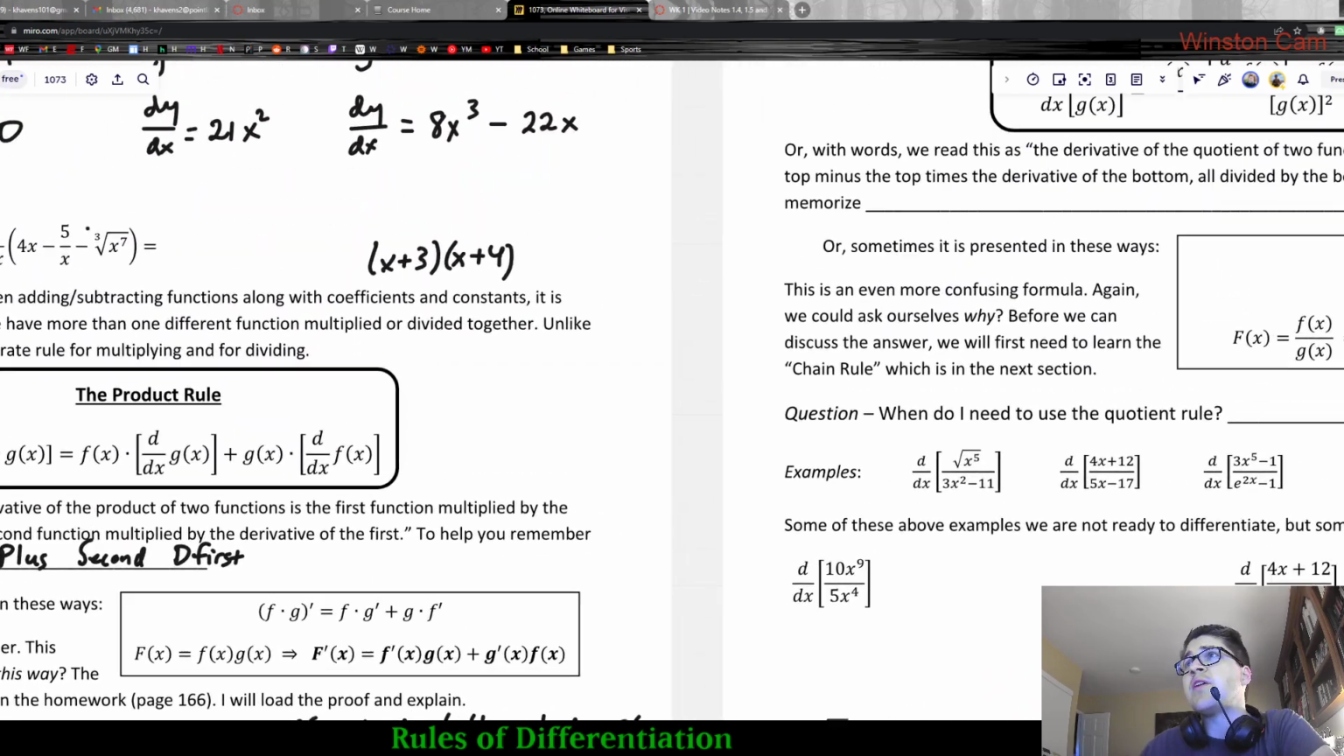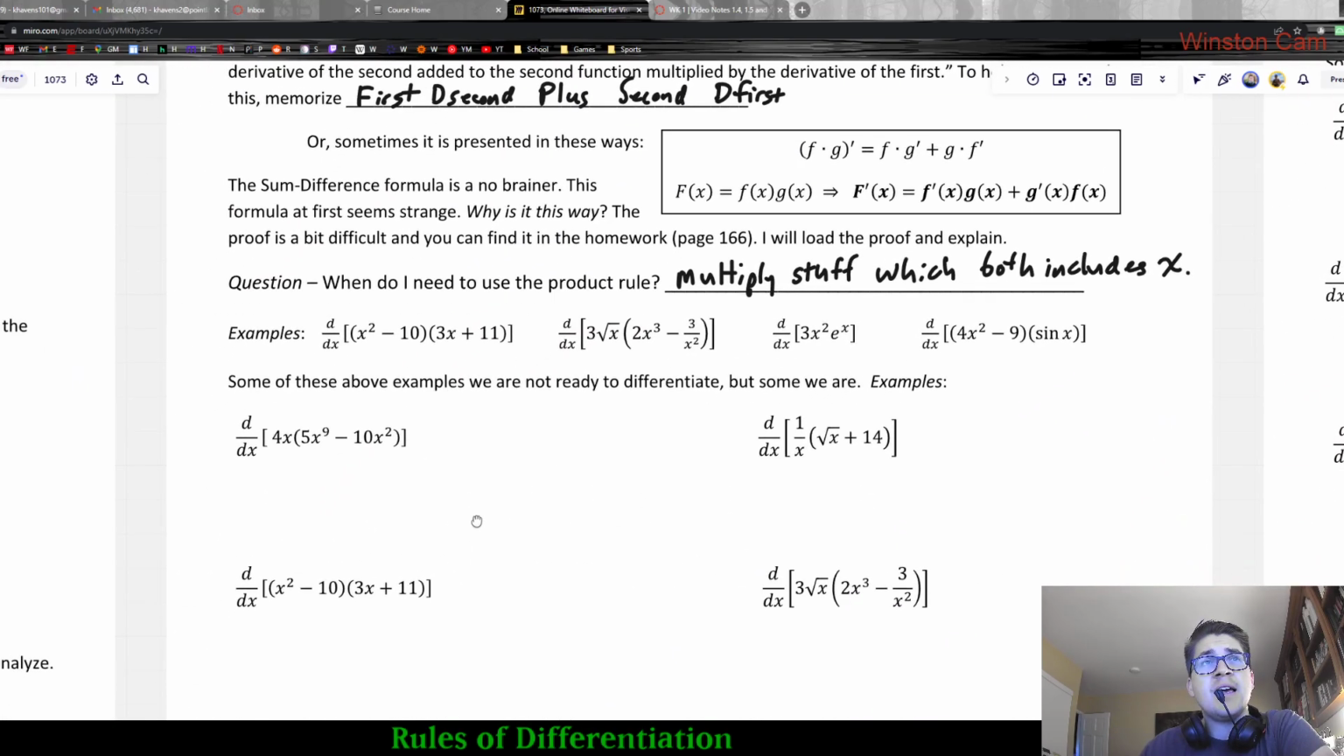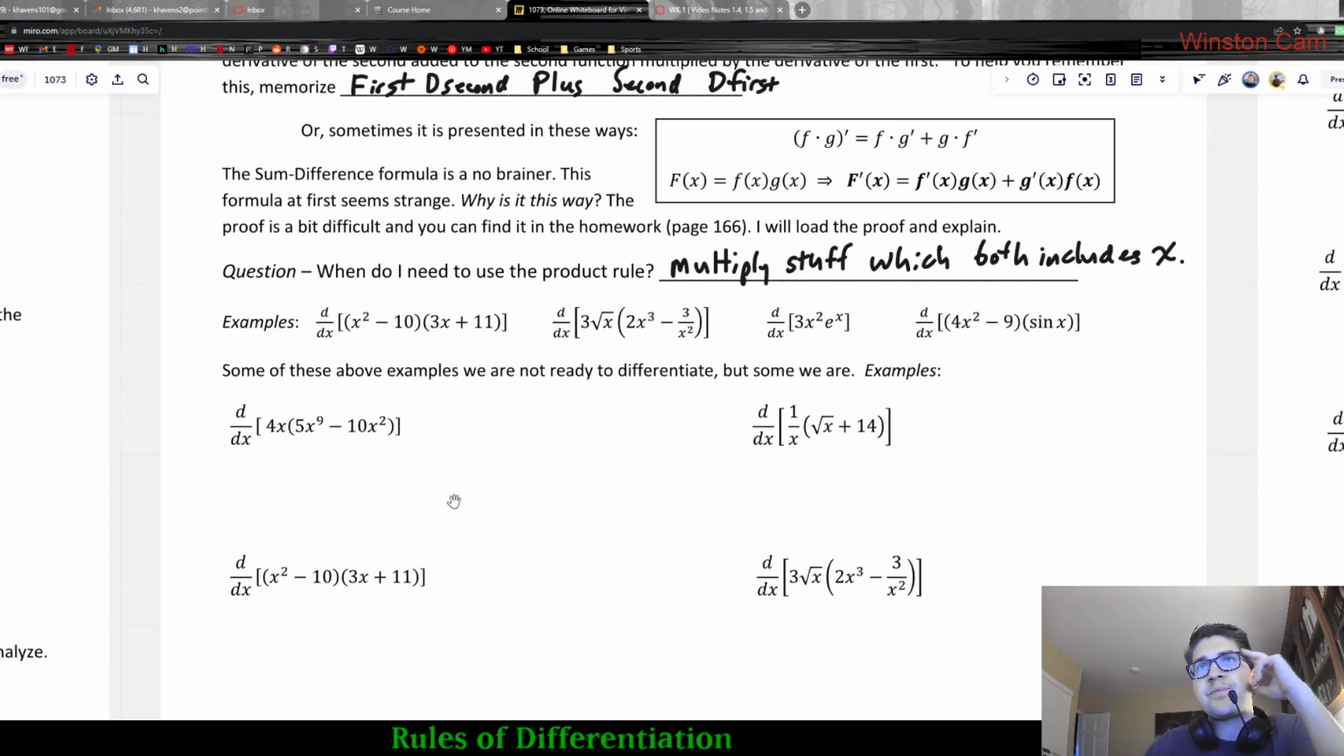So let's work on a few examples and then wrap up this video. If we look at the first one, notice again I have 4x times 5x to the 9th minus 10x squared. The first note is you could just use the distributive property and differentiate this normally by the power rule. However, let's go ahead and use the product rule as practice. So in this case, we have a first and our second. Let me highlight things. I'll call the first yellow, and then I'll call the second green.